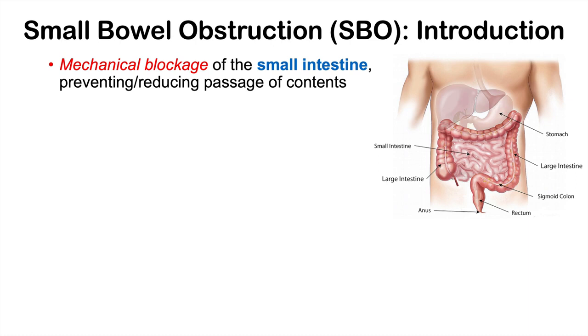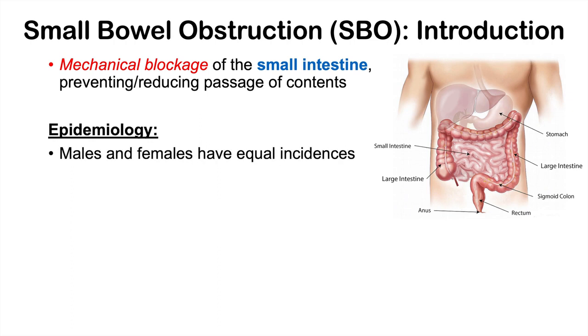of contents. Now, this mechanical blockage can be a twist in the small intestine, or it can be a kink in the small intestine, and can be caused by a variety of things. We're going to talk about those in the next upcoming slides. What is the epidemiology of a small bowel obstruction? Males and females have equal incidences of a small bowel obstruction, and incidence increases with age because some of the risk factors we're going to talk about increase with age as well.